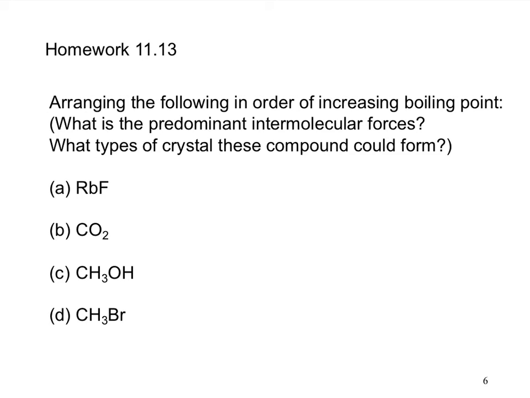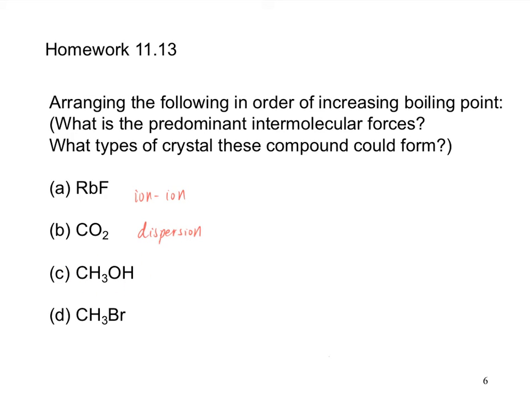Okay, first, rubidium fluoride. What kind of compound is this? It's metal, rubidium, and fluoride, a non-metal. So metal, non-metal, we have ionic compounds. The predominant intermolecular force is ion. And then carbon dioxide, we have talked about this many times now. It is a non-polar molecule. There's no ion involved, so therefore the predominant intermolecular force is dispersion.